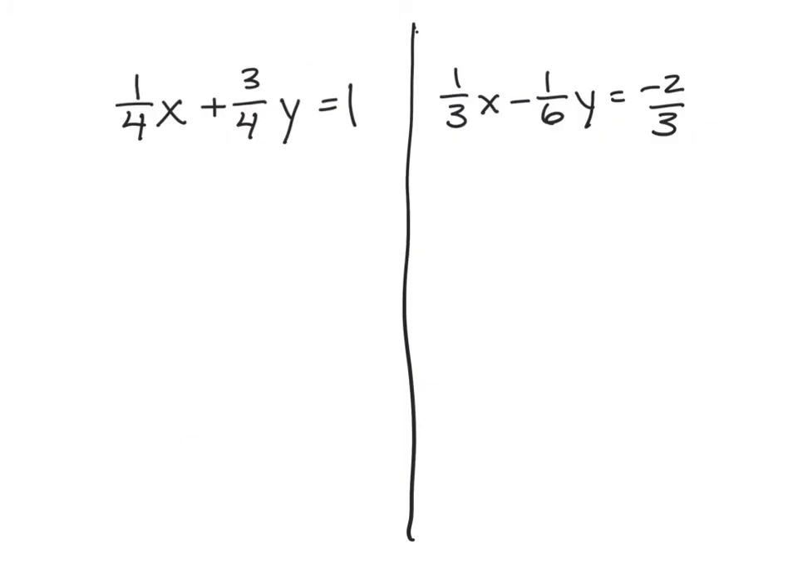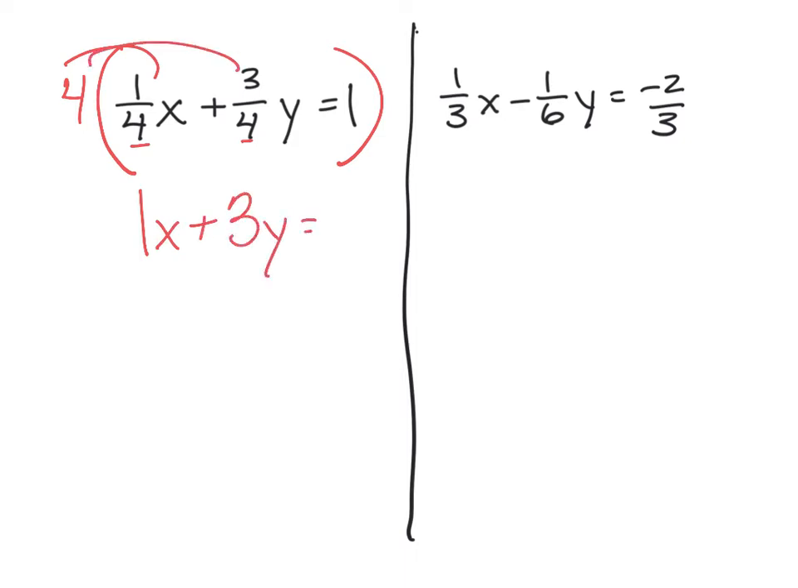Now, one thing that is going to happen is sometimes you are going to get fractions. One thing that I recommend doing is getting rid of the fractions. So what I'm going to do is I'm going to take this whole equation. My denominators here are 4. I'm going to multiply it by 4. And it's kind of like the distributive property. 4 times 1/4 gives me 1x. Plus 3y. 4 times 3/4 gives me 3. 4 times 1 gives me 4. Now I've gotten rid of all my fractions.